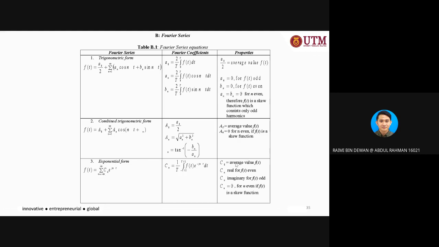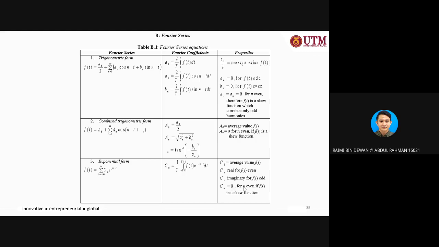Okay, so C0 is for the average value, and Cn is real for Vt if Vt is even. If your signal is an even signal, your Cn will be real. Next, if your signal is odd, which is anti-symmetry, your Cn will be imaginary. What does it mean with imaginary? You will have Jn, you have J, which is not real. And then Cn equals 0.